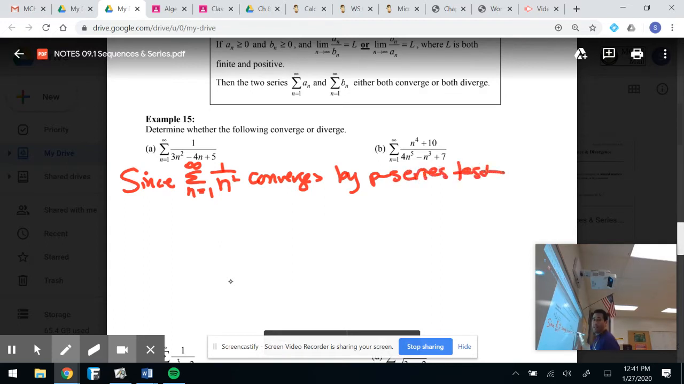I should make sure it's writing. Oh, and it is, sweetie sweets. Okay, so it converges by the p-series test.